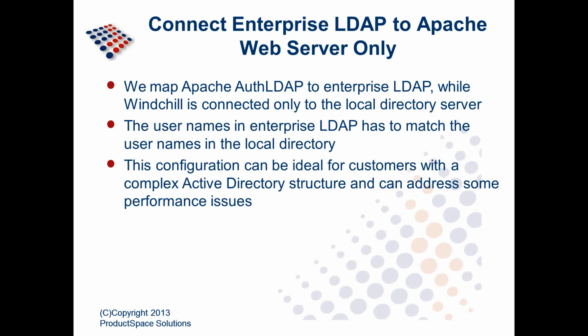But the advantage here is that you could have changes happening in your corporate LDAP, with nodes being shifted or things like that, and typically that would not affect Windchill, because Windchill is not aware of any of the changes happening in your corporate LDAP structure. As long as Apache can authenticate the user based on the URL specified in the Apache configuration file, Windchill just requires the remote user name to match whatever is defined in the directory server. So this could be a preferred option for some customers.